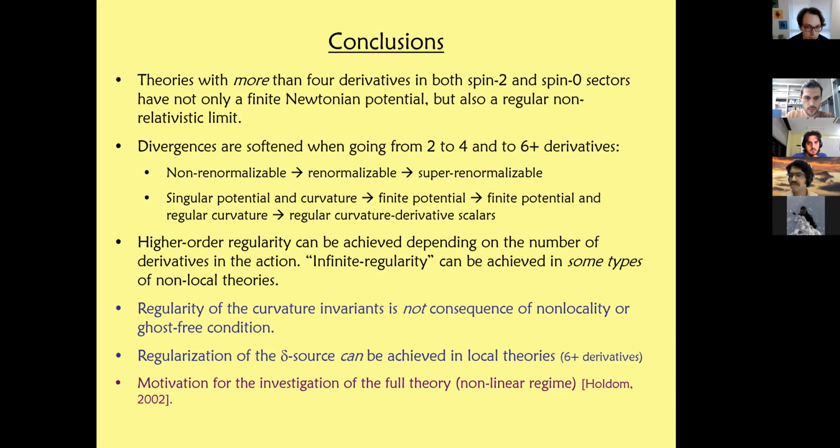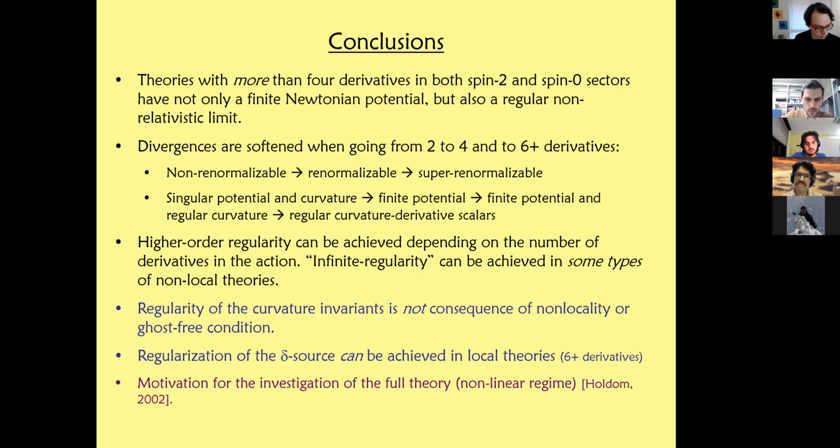Yes, I'm already out of time. So the conclusions are that in the theories with more than 4 derivatives in both spin 2 and spin 0 sectors, we have not only a finite Newtonian potential, but also a regular non-relativistic limit, that is, without curvature singularities. So in some sense, the divergences are softened when we go from 2 to 4 and to 6 and more derivatives. Also on the quantum side, we have a 2-derivative theory.